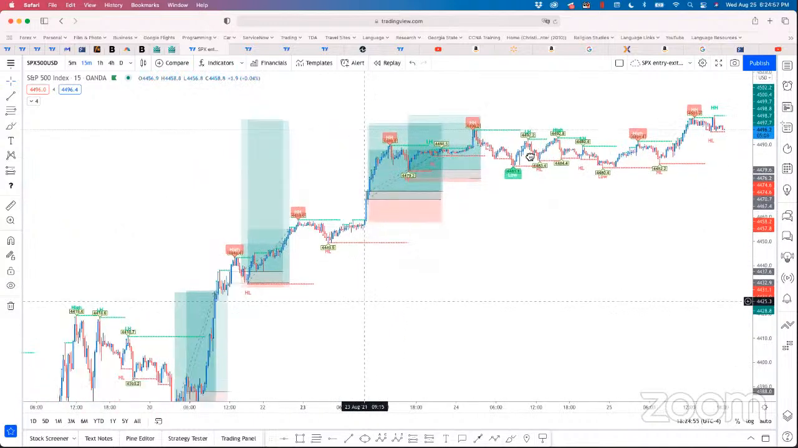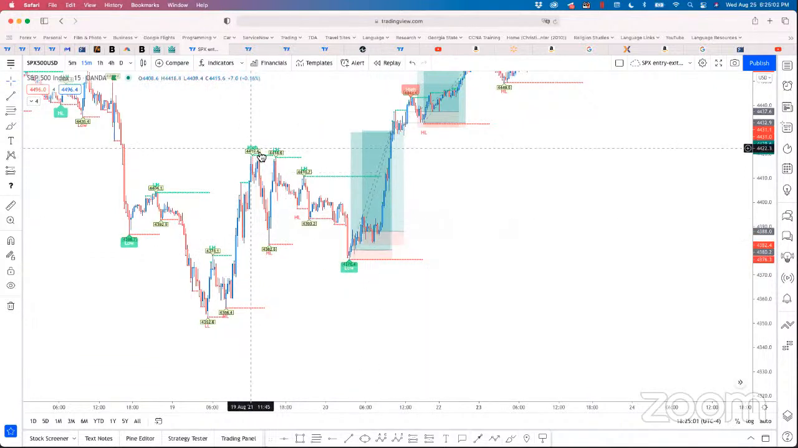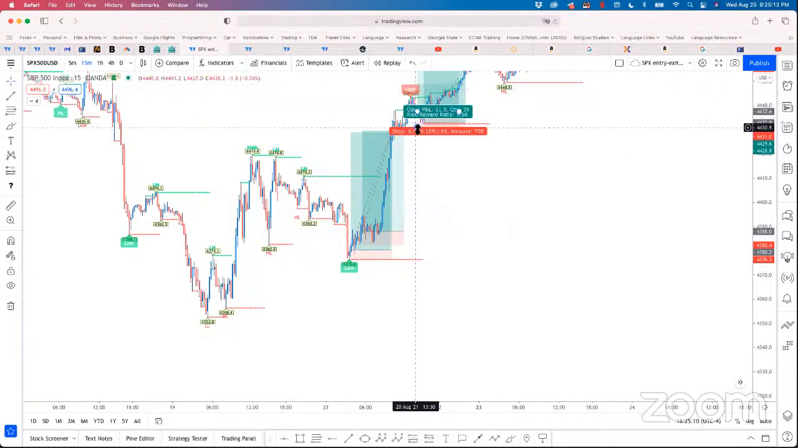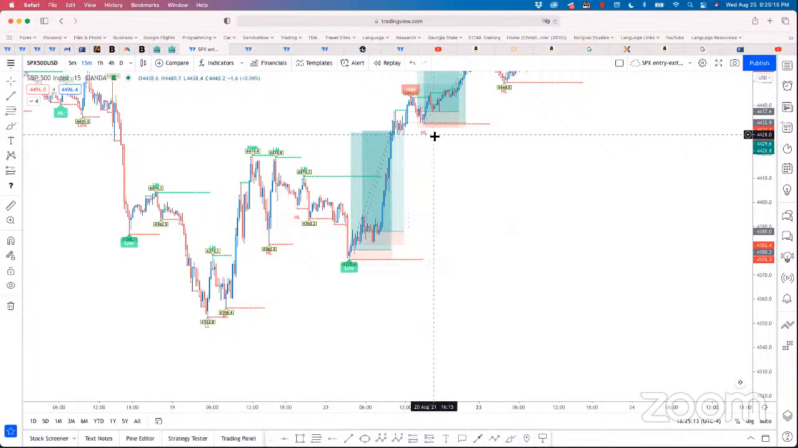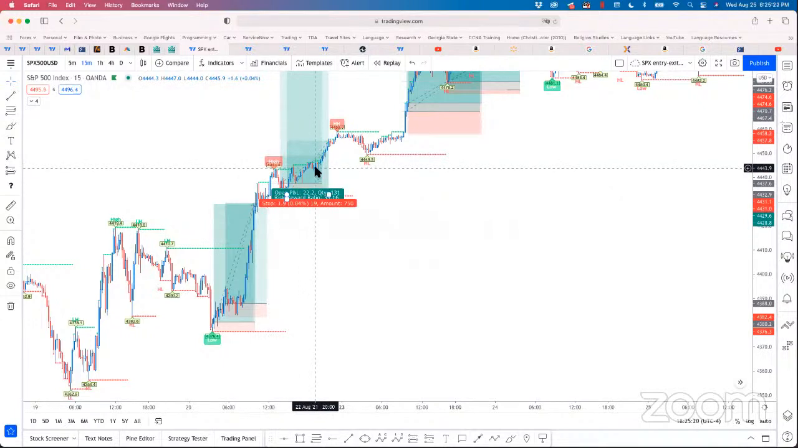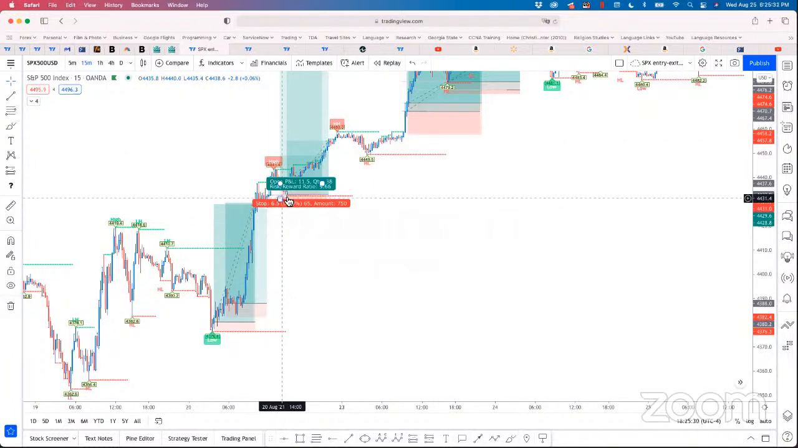Same thing, right? If you get in down here, once you see this high get taken out right here, then it makes a higher low and then trades above this high, move your stop loss underneath this area right here. This high get taken out right here, make a new high, make a new low, take out this high, you move your stop loss from here to here.